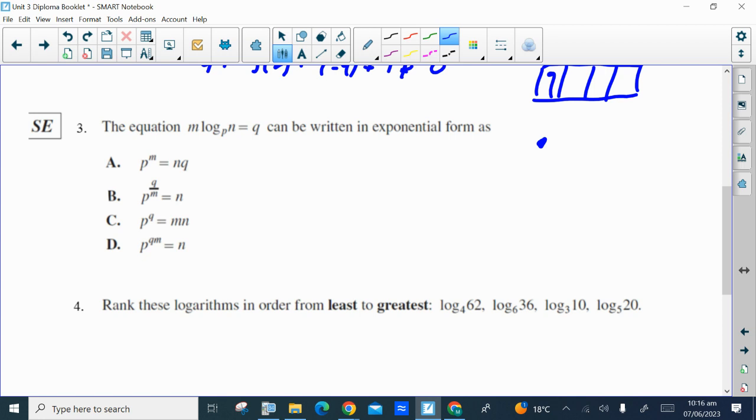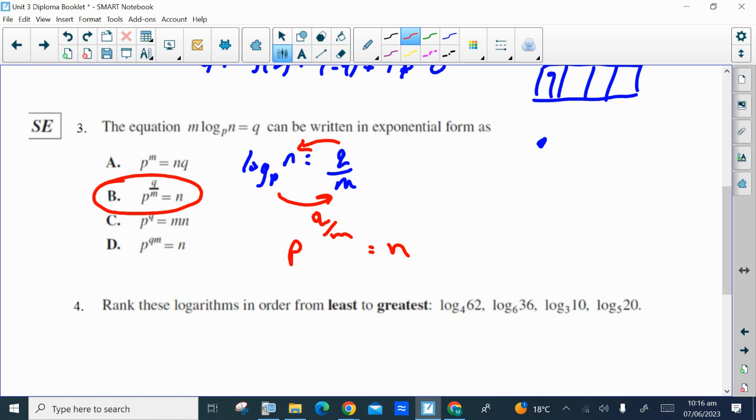Well, before you do that, you have to get the log part by itself. This log has a coefficient of m. We need to get rid of the m attached to the log by dividing both sides by m. So that'll be log base p of n equals q over m. And then we can convert from logarithmic to exponential by starting with the base and cycling through. The base of the log is p. That'll be the base of the exponential function. After the p becomes the power, which will be q over m, equals n. So p to the q over m equals n. So B was the correct answer.